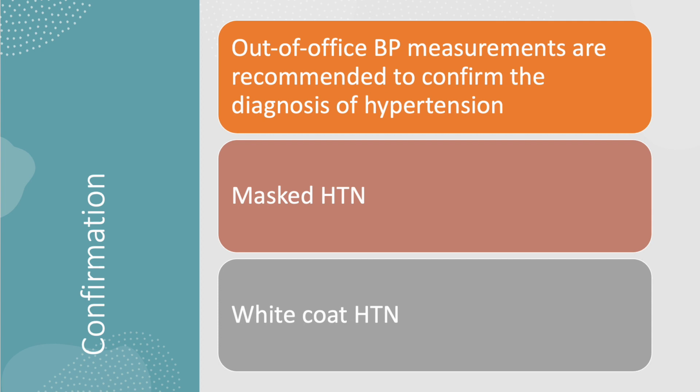Now, these confirmations are useful also in 2 conditions. Masked high blood pressure is when you have high blood pressure at home and normal blood pressure in the office. This is why you need office and out of the office measurement. While white coat hypertension is when you have normal blood pressure at home and high blood pressure in the office.